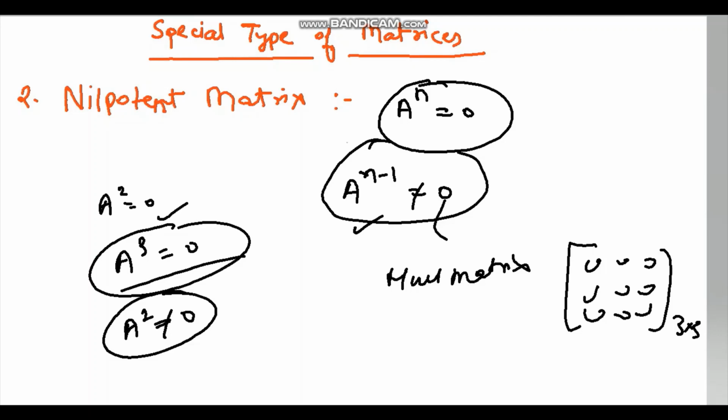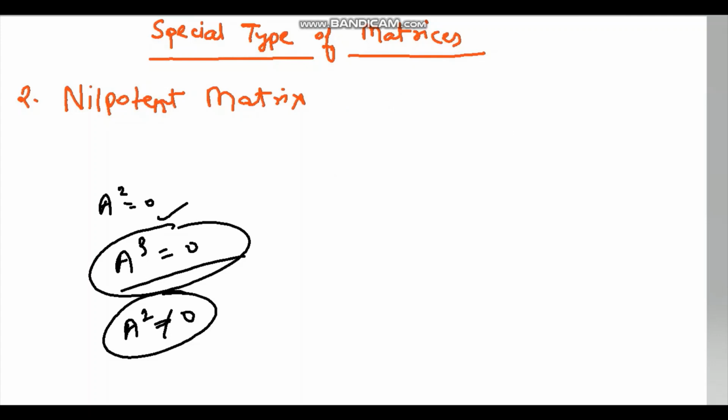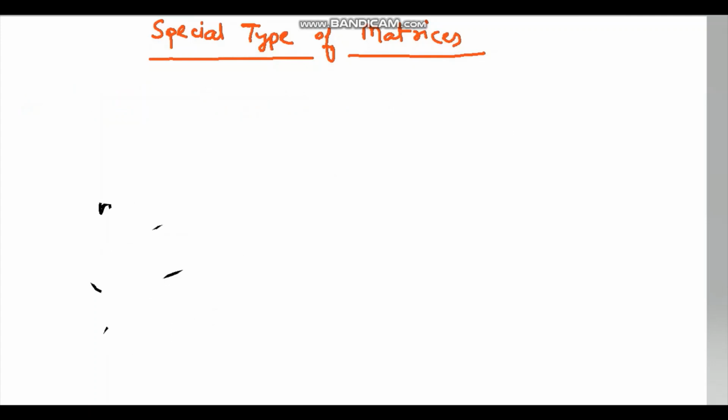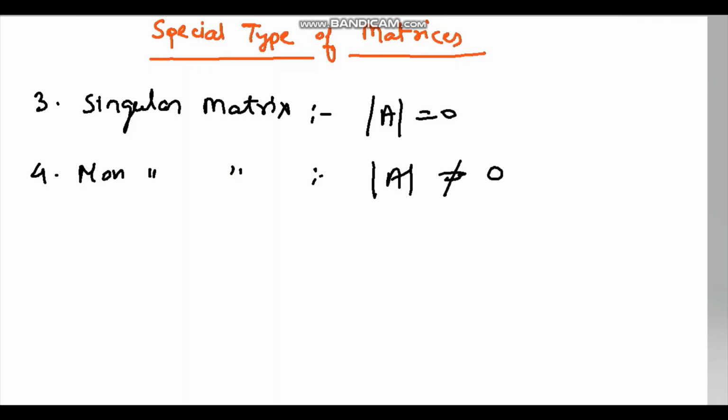Next we have the singular matrix. It is very important from the point of view of IIT, JEE Mains and JEE Advanced. What is a singular matrix? If the determinant of A is equal to 0, then it is called a singular matrix. Similarly, we have the non-singular matrix. If the determinant of A is not equal to 0, then it is called a non-singular matrix.